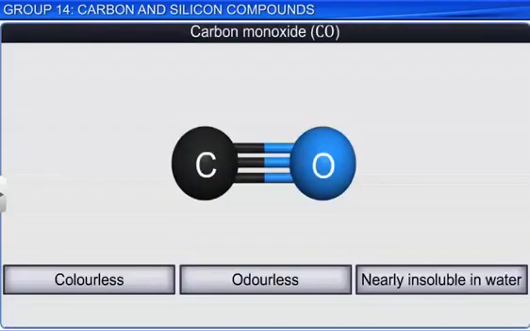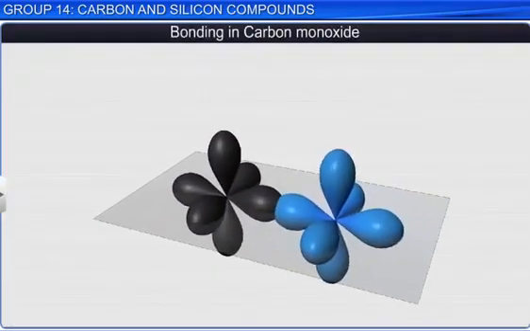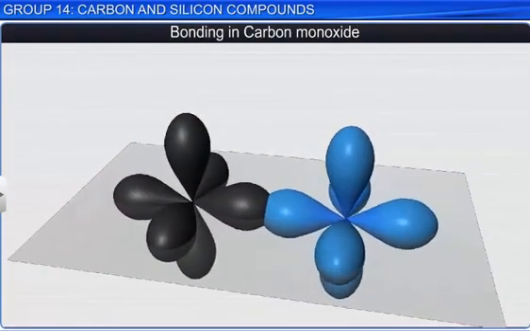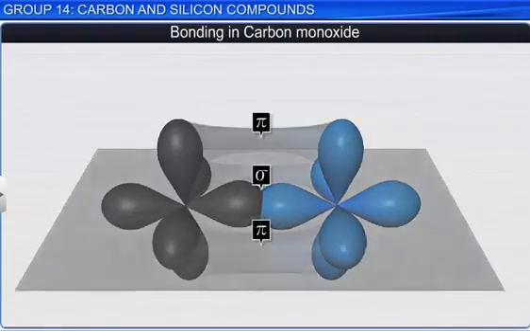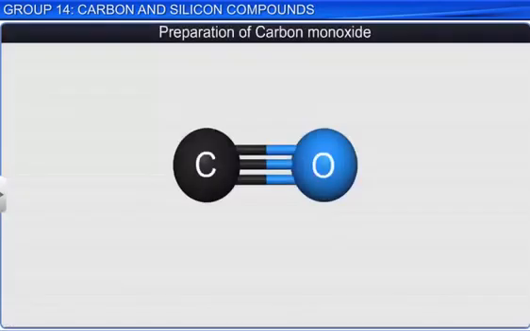Carbon monoxide is a colorless, odorless gas that is nearly insoluble in water. The carbon monoxide molecule contains one sigma bond and two pi bonds, as shown in the illustration. There are several ways to prepare carbon monoxide.